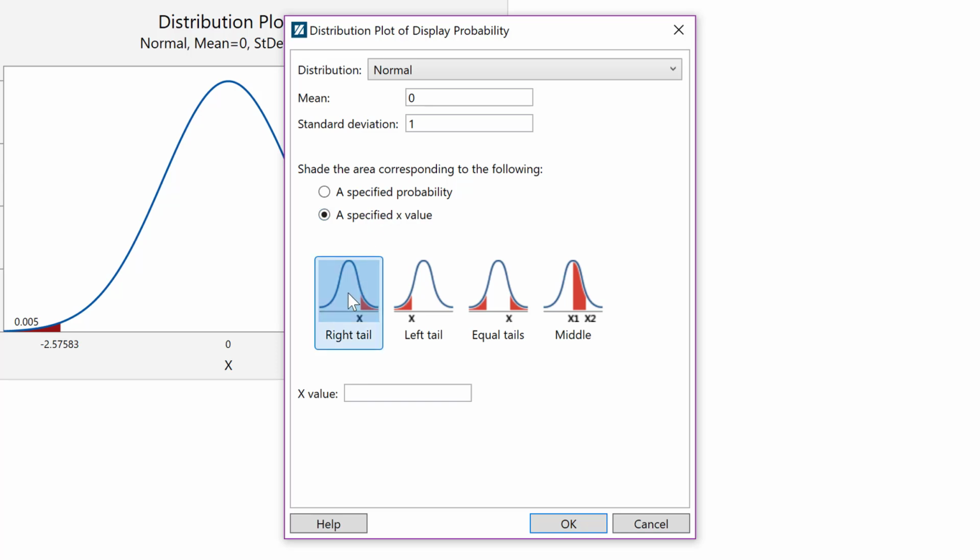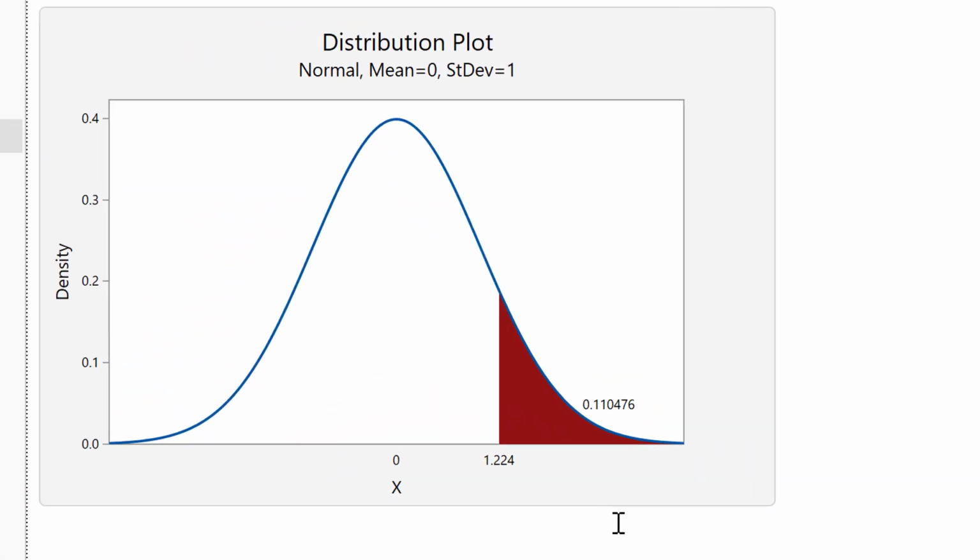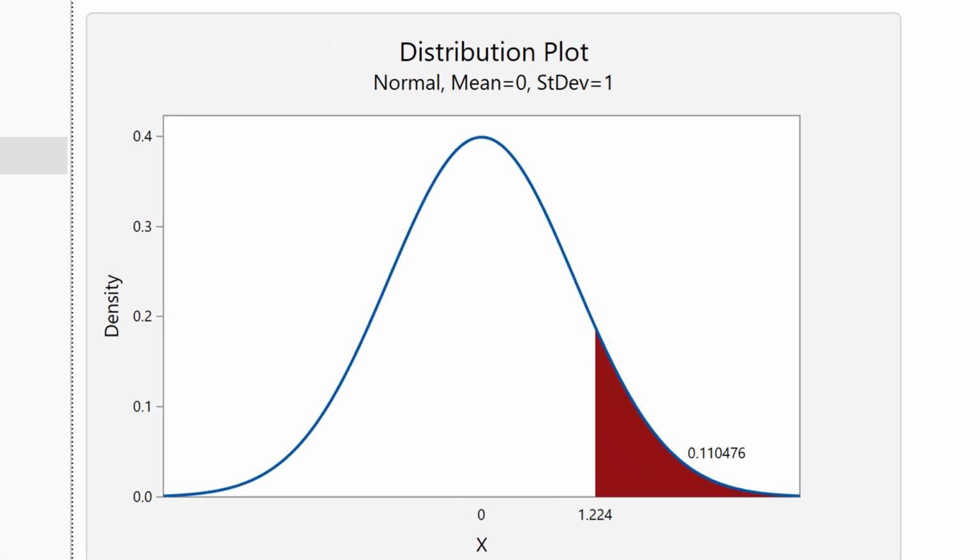Recall our alternative hypothesis was that p is greater than 0.60. This is a right-tailed test. Our x value is our standardized test statistic of 1.224. Our p-value is the area on the standard normal distribution that is greater than our test statistic in the direction of the alternative hypothesis. Here, our p-value is 0.110476.